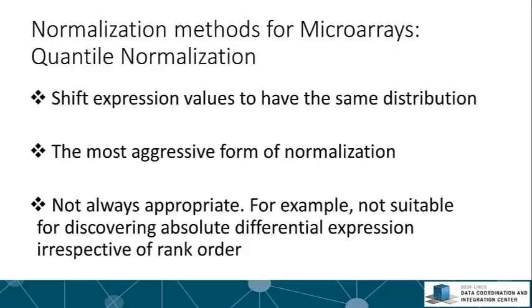This is perhaps the most aggressive form of normalization for microarray data that is in use. It can work in certain circumstances, but it's not always appropriate to apply this method of normalization. For example, if your biological question requires you to discover absolute differential expression, irrespective of the rank order of the expression of the genes, then this method will not be able to address such a question.